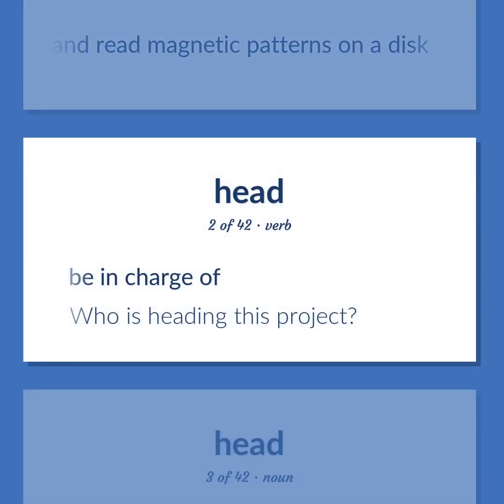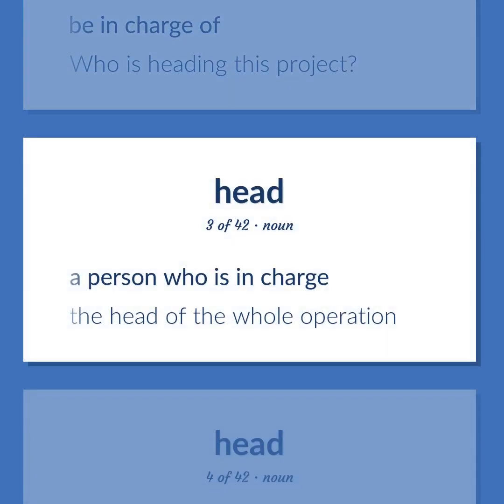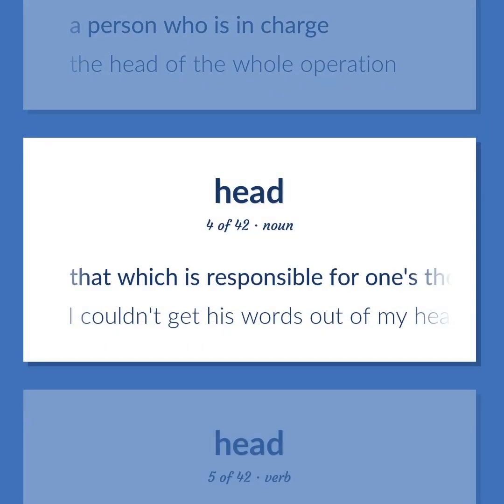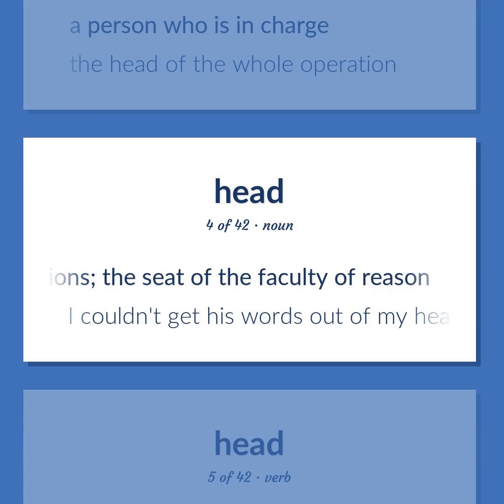Be in charge of. Who is heading this project? A person who is in charge. The head of the whole operation. That which is responsible for one's thoughts, feelings, and conscious brain functions. The seat of the faculty of reason. I couldn't get his words out of my head.